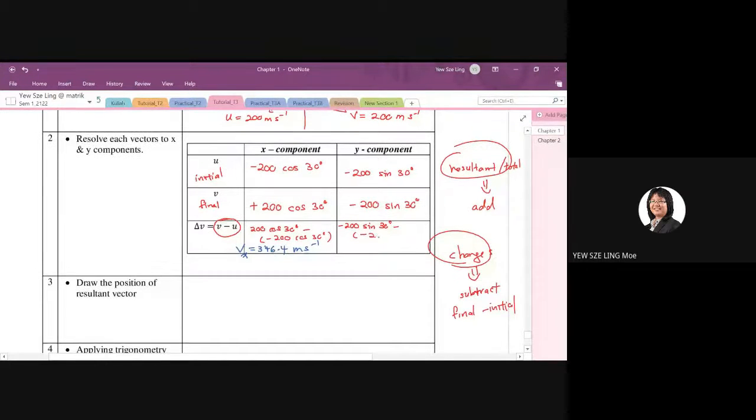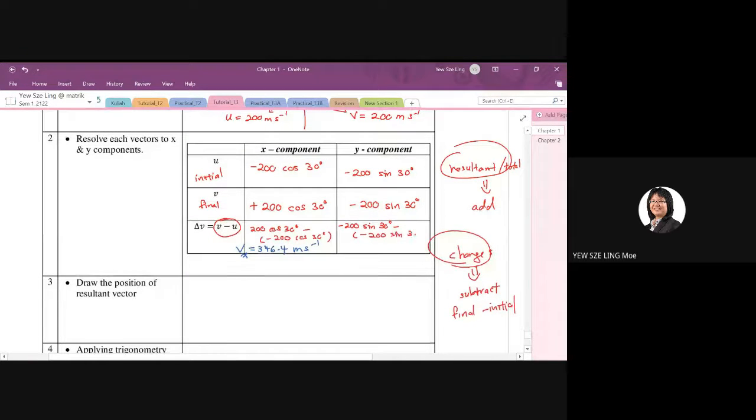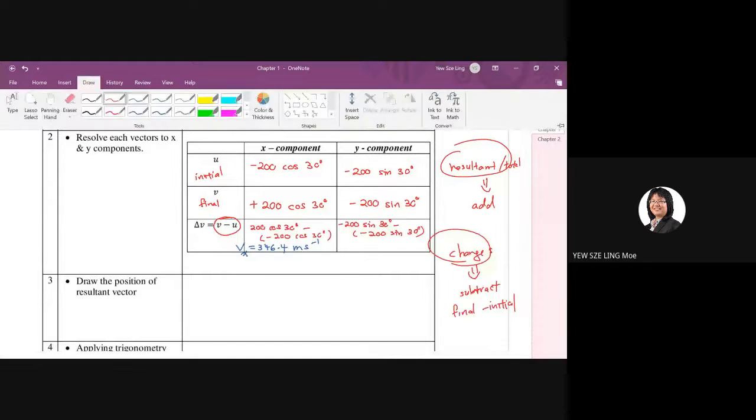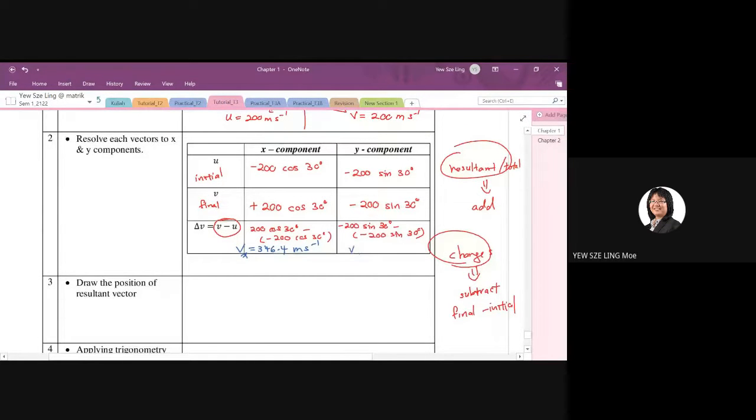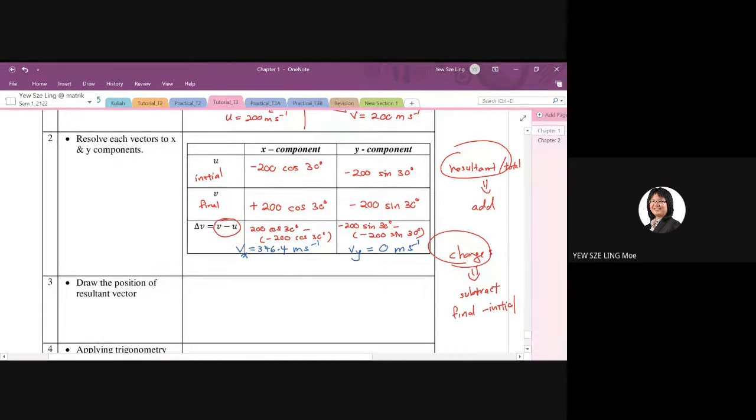Whereas for the y component, now you have negative 200 sine 30 degrees minus a negative value. Minus a negative value, remember what is going to happen? It will become a plus sign again. So eventually your Vy would be equal to 0 m/s, because negative 200 sine 30 degrees plus 200 sine 30 degrees is equal to 0. So this is how you solve question 7. Rather than adding them up, now you use final minus initial, because you're looking for changes.